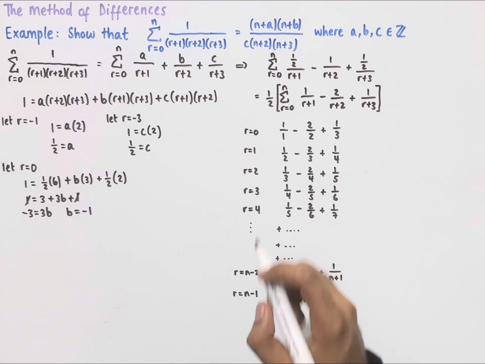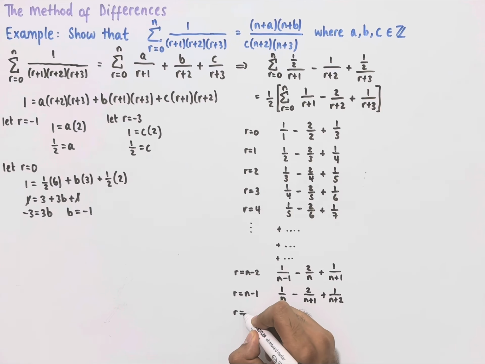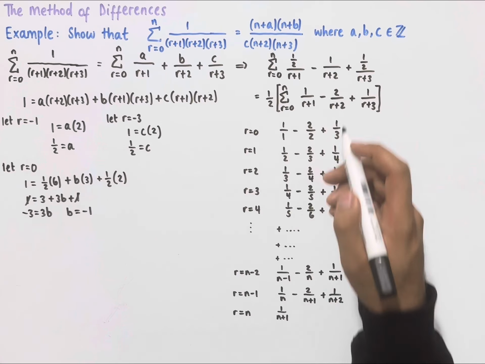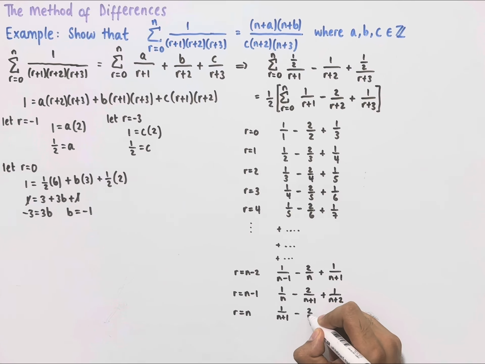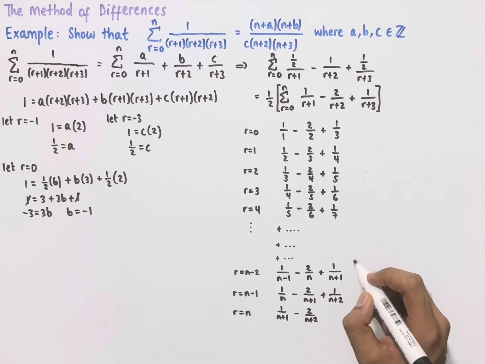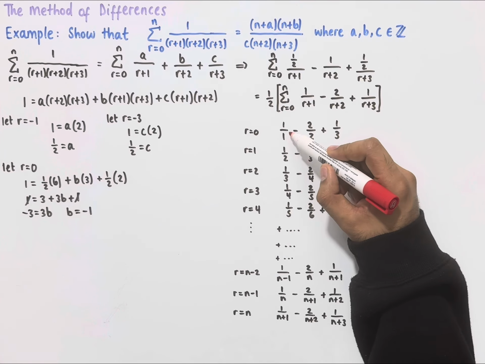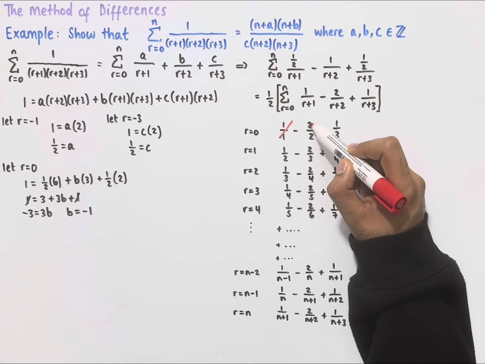And then finally for the last term, when r equals n, we end up with 1 over n plus 1 for the first term. We then get minus 2 over n plus 2, and then we end up with 1 over n plus 3. Now for the cancelling, we have 1 over 1 take away 2 over 2, which is the same as 1 take away 1, and so these two terms cancel.